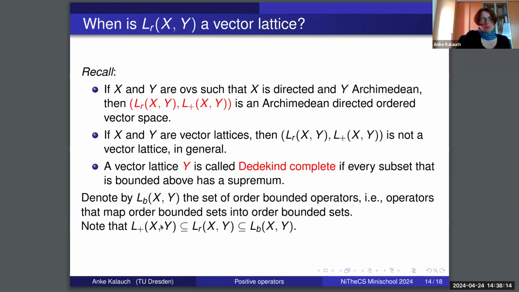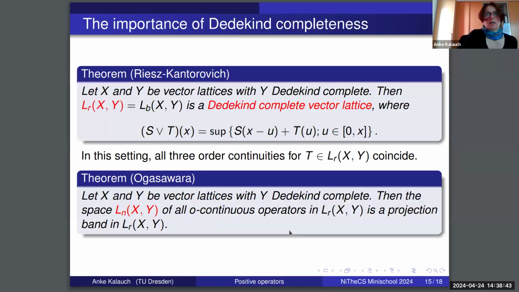And we have the inclusion. So the cone of positive operators is, of course, a subset of the regular operators, and regular operators are a subset of the order-bounded operators. And there appear 2 questions. First of all, when do the 2 spaces of operators coincide, the L_r and the L_b? And under which conditions is this a lattice? And the answer to this problem gives the famous Riesz-Kantorovich theorem.